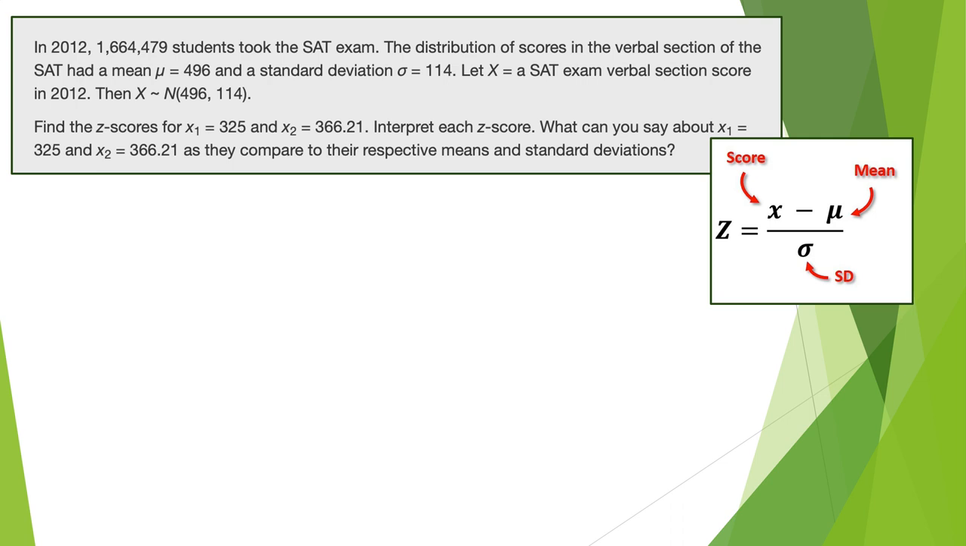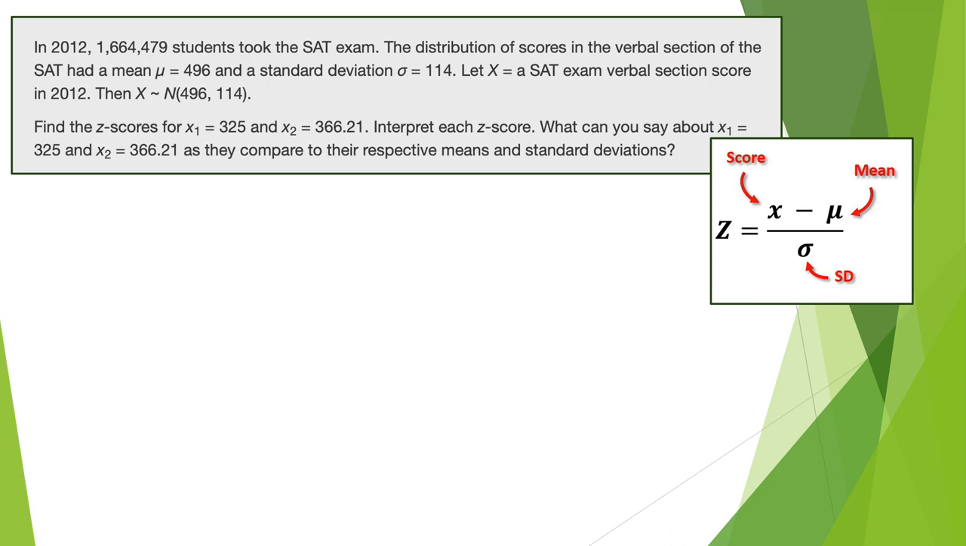So here's another question. In 2012, 1,664,479 students took the SAT exam. The distribution of scores in the verbal section of the SAT had a mean, mu, of 496 and a standard deviation of 114. Let X equal an SAT exam verbal score in 2012, and they give the notation, they describe this normal function as X tilde N, for normal, 496, 114. Remember that 496 is where the mean goes, that's what mu stands for. And the 114 is the standard deviation.